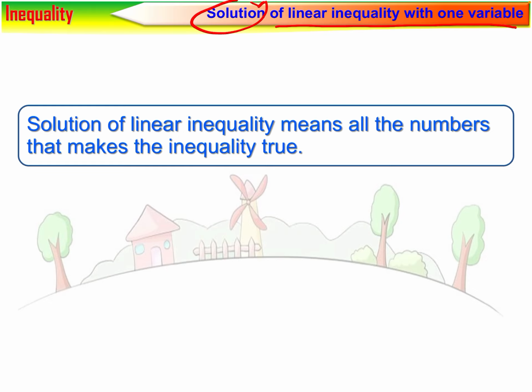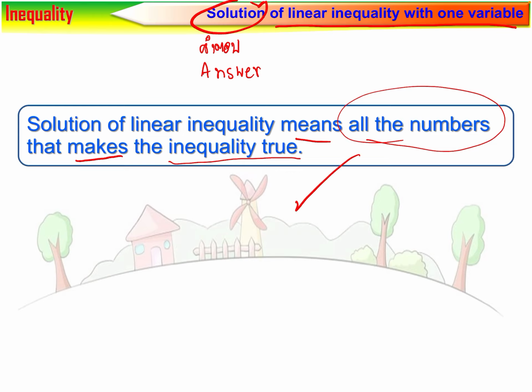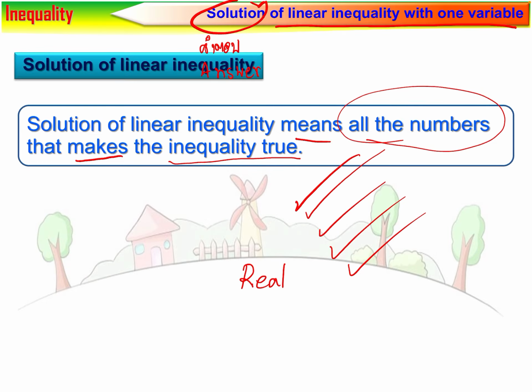Next one is called solution of the linear inequality with one variable. Actually in Thai we can say that this means คำตอบ, or the simple word, the answer. Solution of the linear inequality means all the numbers. It can be any number, but that number must make the inequality become true. True means correct, always true. In other words, we can say always real, เป็นจริงนะคะ.